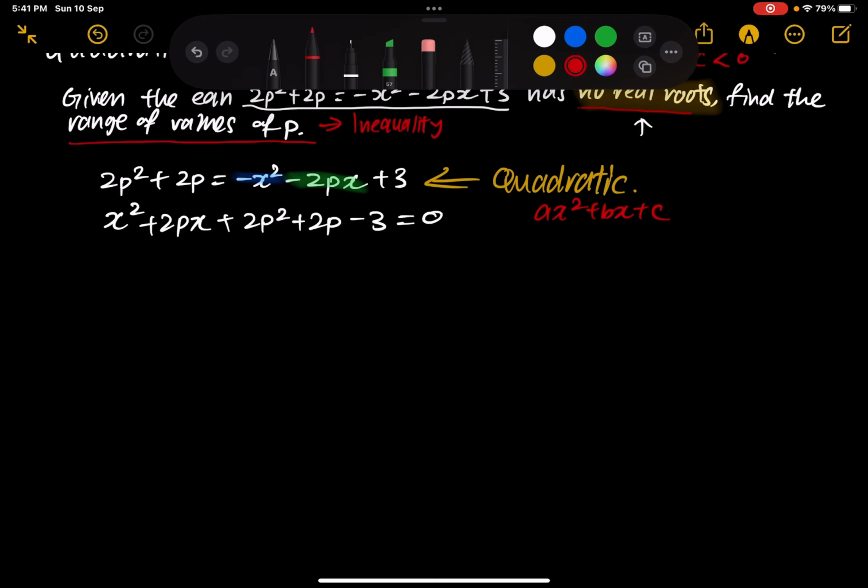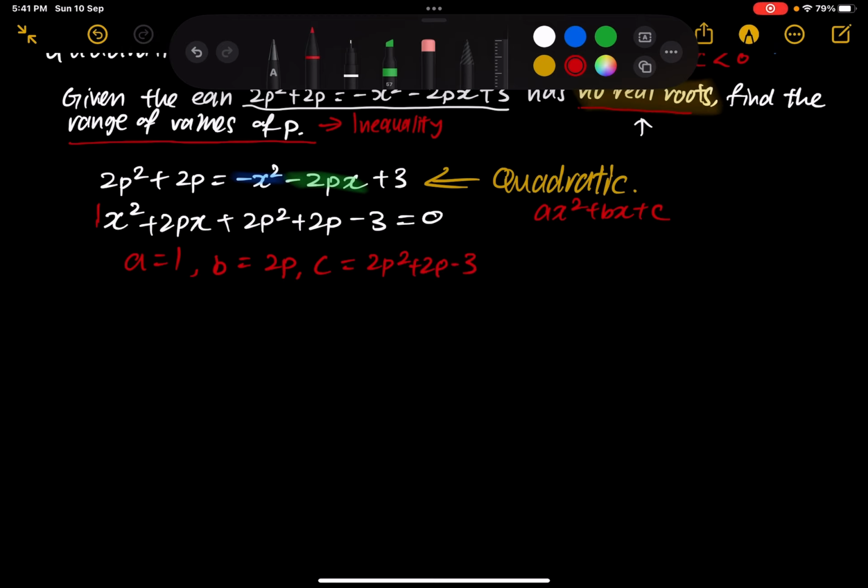Because we have two variables, it may be a bit different. But because we want x, we focus on the x, don't focus on the p. So I know my a, b, c already. My a is 1, because it's 1 here. Then my b is 2p. Then my c is whatever is left.